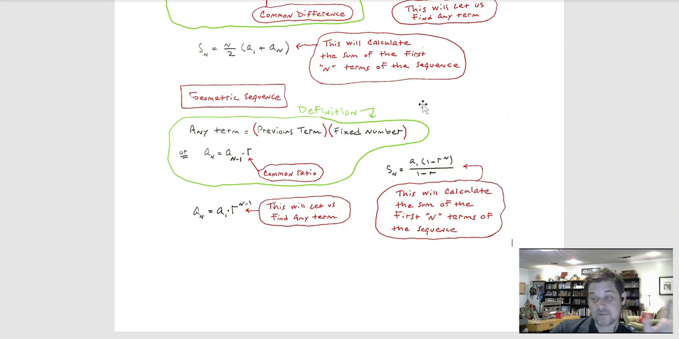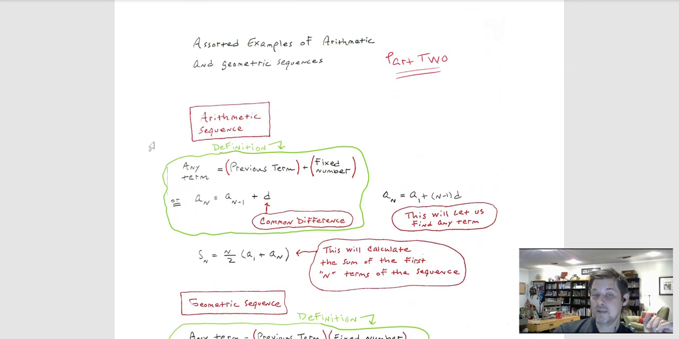The definition first. A geometric sequence is a sequence, which is a list of numbers, where any term is the previous term multiplied by some fixed number. That's the definition. Verbally, I can express it that way. In terms of a formula, I can say a_n is a_(n-1) times r. r is that fixed number. In a geometric sequence, we always label that fixed number by the same letter, which is r.